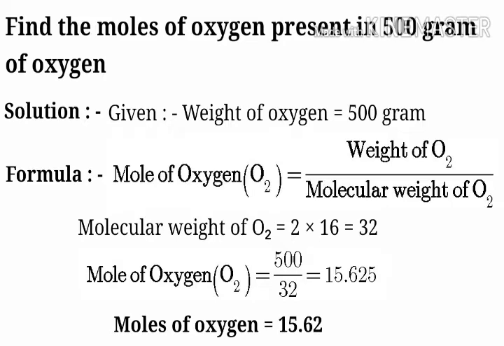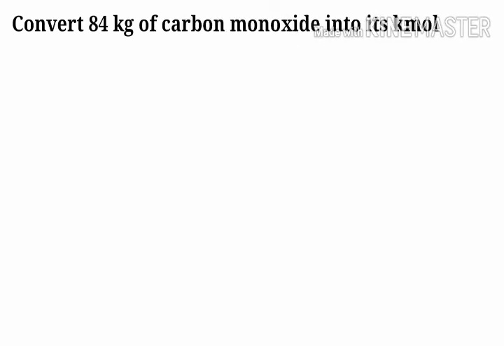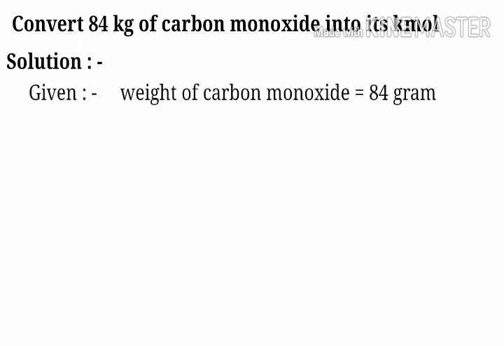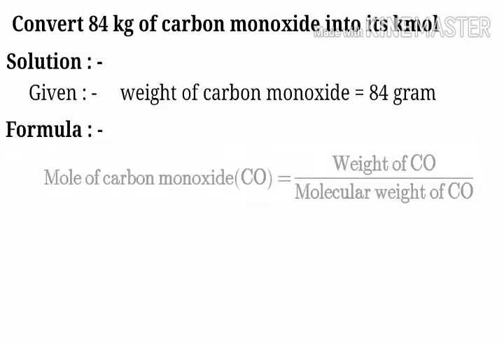Now next example. Convert 84 gram of carbon monoxide into mole of carbon monoxide. So given is weight of carbon monoxide is equal to 84 gram. As we know the formula of mole is mole of carbon monoxide is equal to weight of carbon monoxide divided by molecular weight of carbon monoxide.